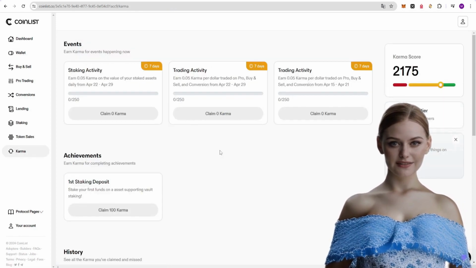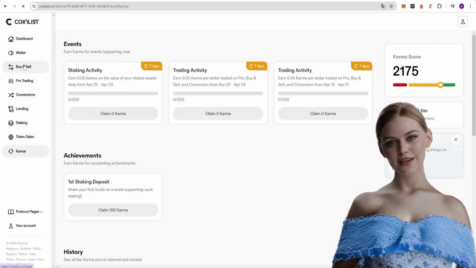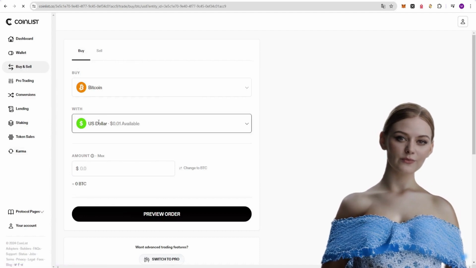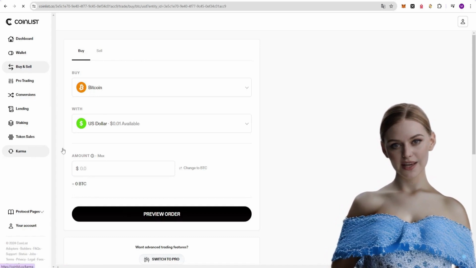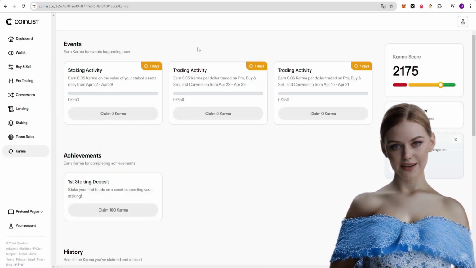After depositing assets into your account, you can convert your assets to the desired currency using the Buy-Sell section. By doing this, you'll have completed the Coinlist trade task, and your trade points in the karma system will be claimable. In the karma point system, there are also different tasks.